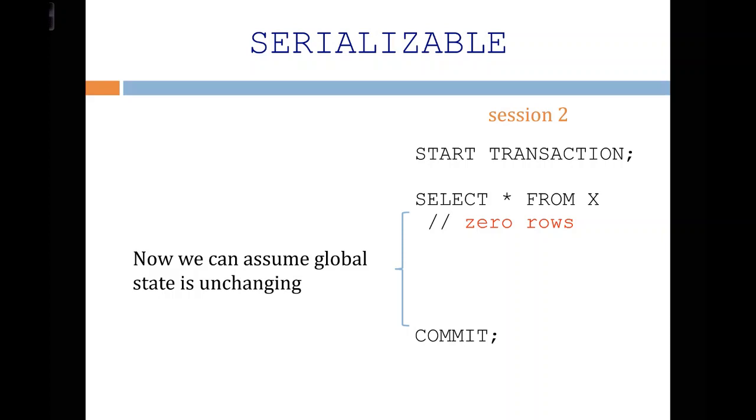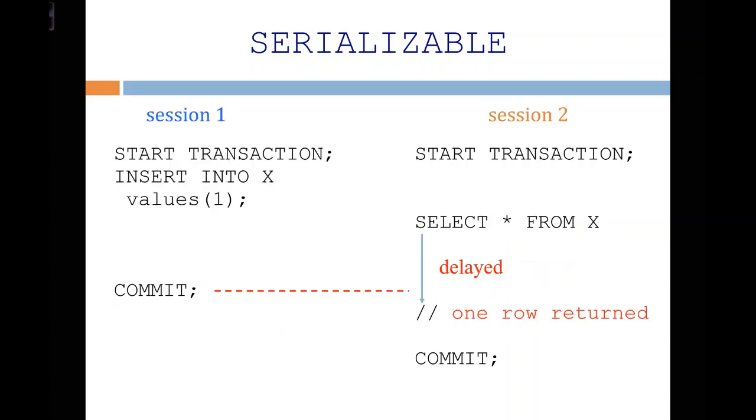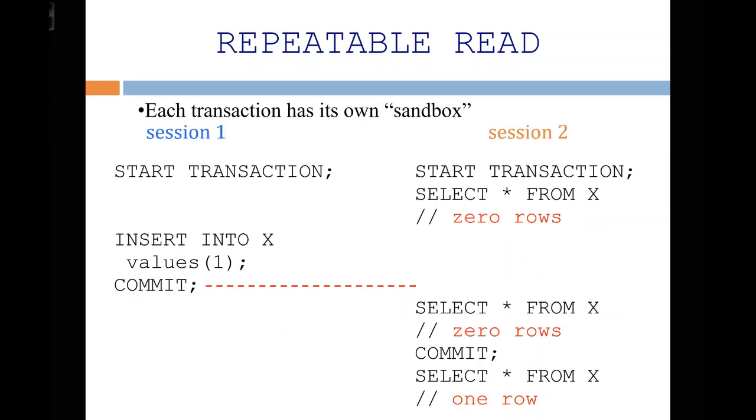Now you might be wondering, what is the difference between this and repeatable read? It looks like repeatable read would give us this property as well. Let's go back to repeatable read. It has that property where once I select something, if I select it again, it returns the same number of rows, but that is an illusion. It only appears to return the same number of rows.